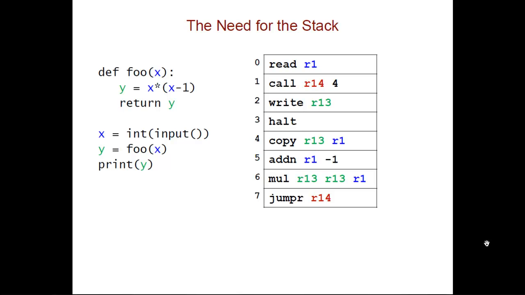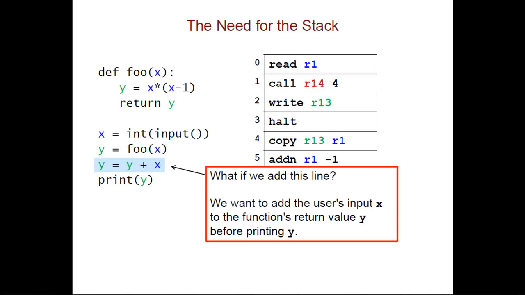But what I want to point out here is that if we were to add this line to the global part of the program, in which we want to take the result of the function foo, which is in the variable y, and add the original input from the user to it, and have that be the value that we ultimately print. How would we do that in assembly?